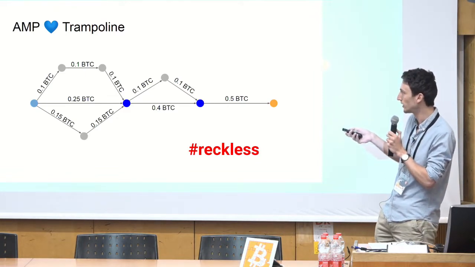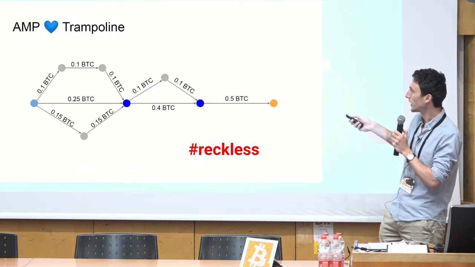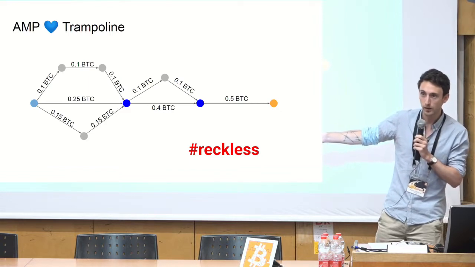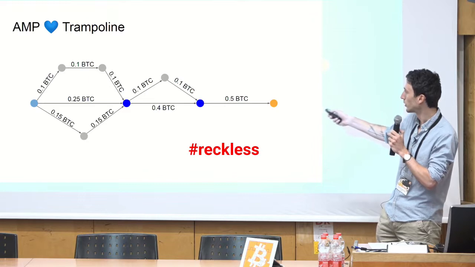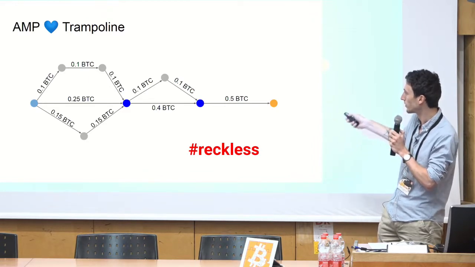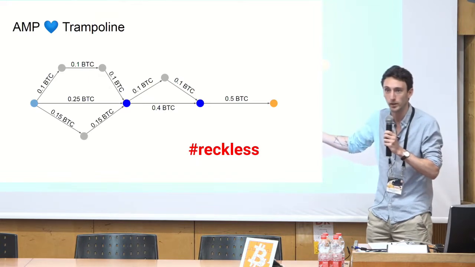Another great improvement is that if you do normal AMP, when that fails, you need to fail all the paths and restart from the beginning. Whereas here, if that fails here, you only need to retry that part, and you don't need to go all the way back to the sender to find another way to split.